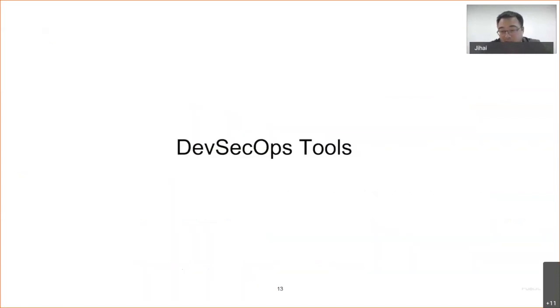Okay, so next I will talk about the DevSecOps tools. Normally when we try to run DevOps or DevSecOps, the first stage is to implement tooling, because tools can help you improve very quickly, especially on the automation side.